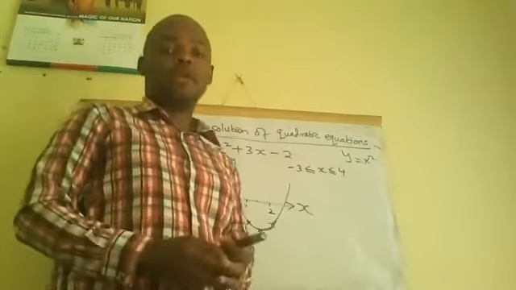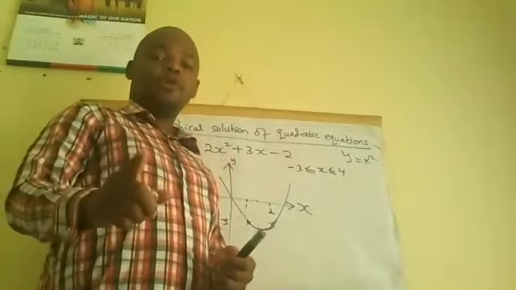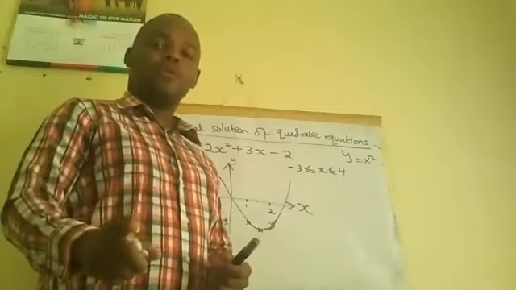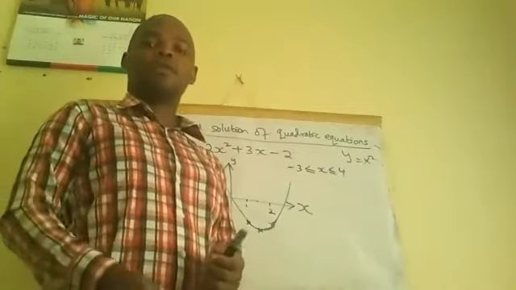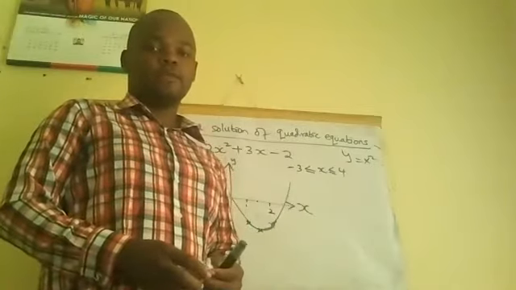Something else on the quadratic graph. When you're drawing the quadratic graph, make sure the graph is smooth. Join with a smooth curve. The curve must be smooth. You need to practice because practice makes perfect.